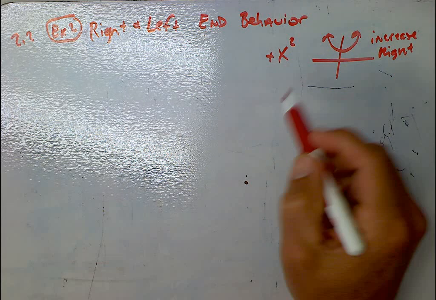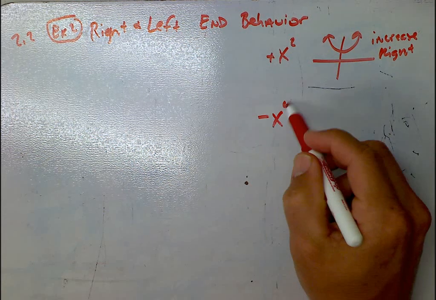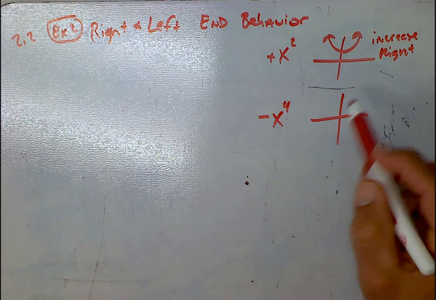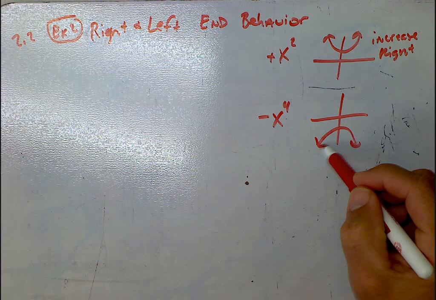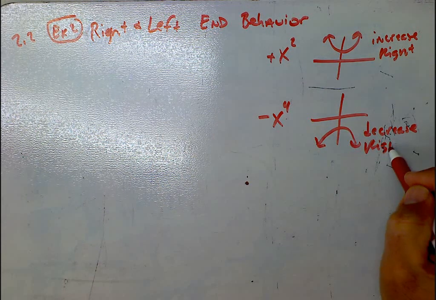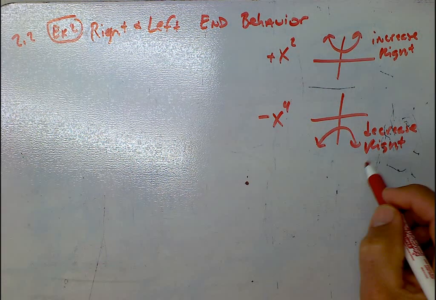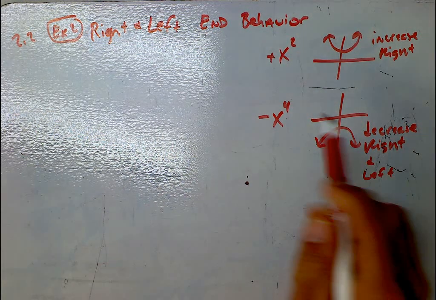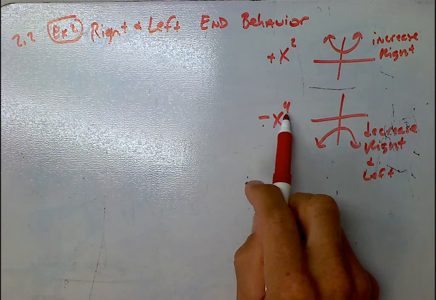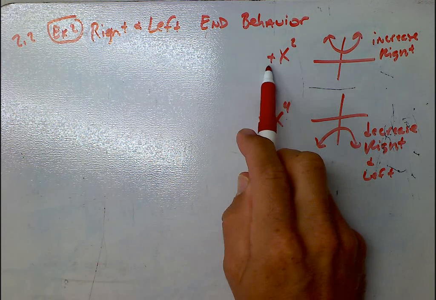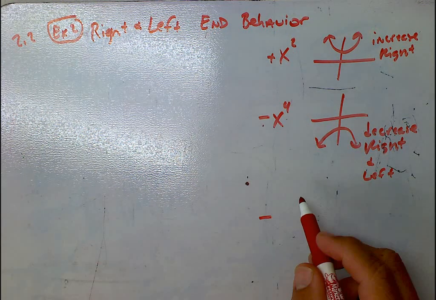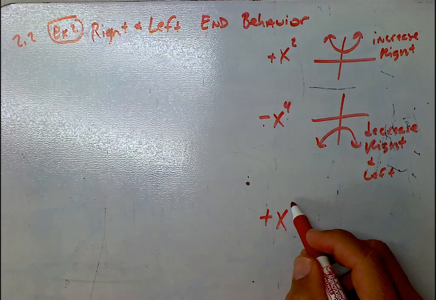If it's a negative leading coefficient and I have an even exponent, such as negative x to the fourth, it's going to end up going like this. It's going to decrease right, and it's also going to decrease left. So, negative leading coefficient, even exponent.